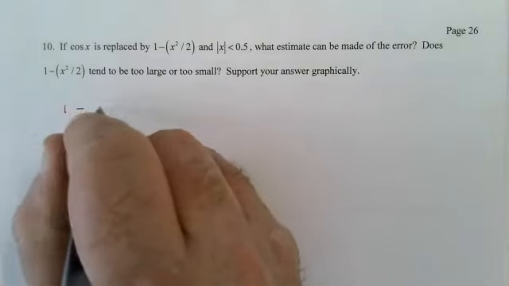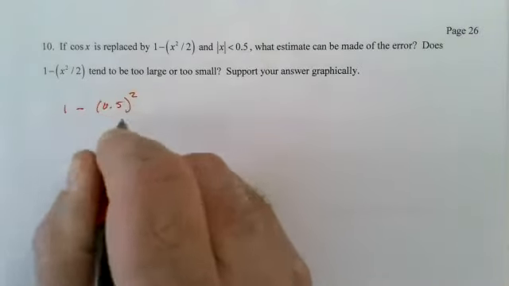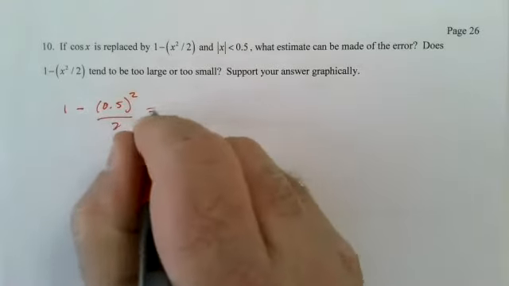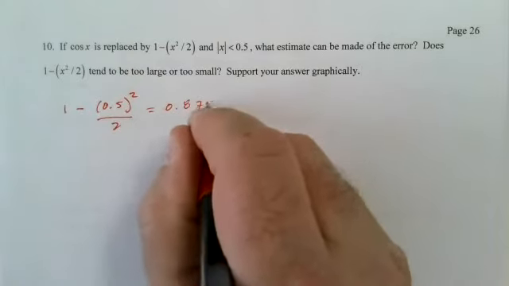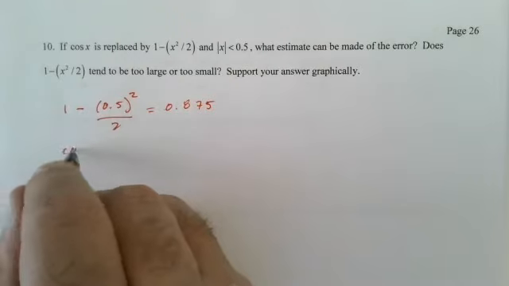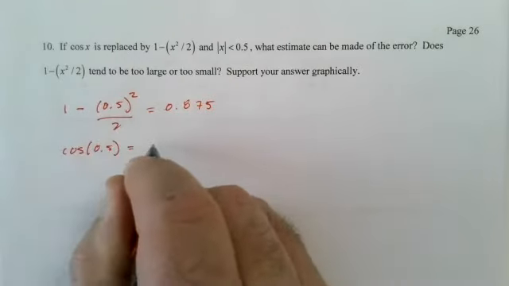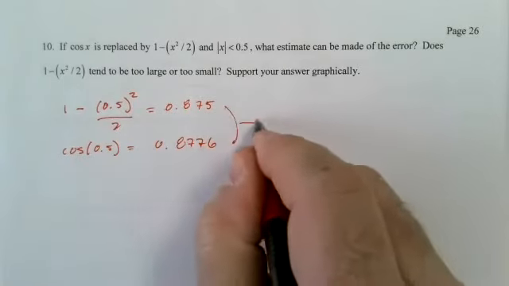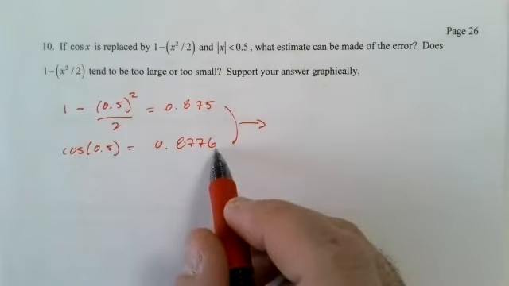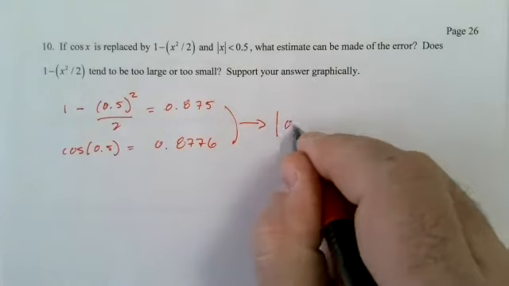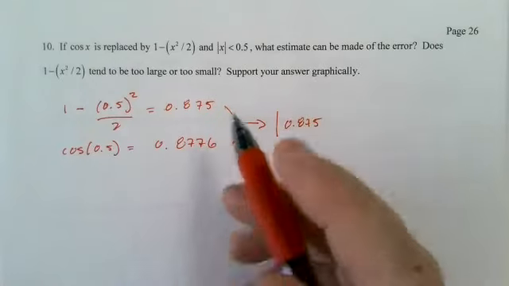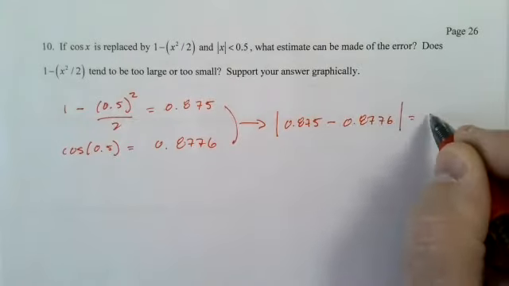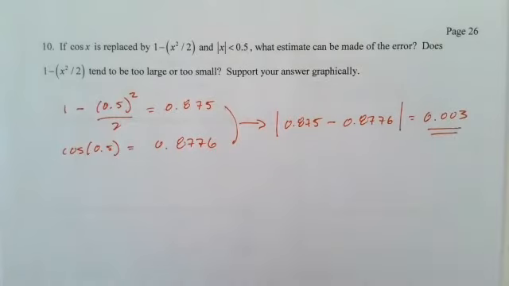So 1 minus 0.5 squared over 2, in case you're wondering where that came from, it's right here, is 0.875. Now this is cosine, so if I put cosine of 0.5 in my calculator, I get 0.8776. If we slap that together, and I rounded one more decimal just because, 0.875, the value we got, minus the correct answer 0.8776, take the absolute value, we get 0.003.